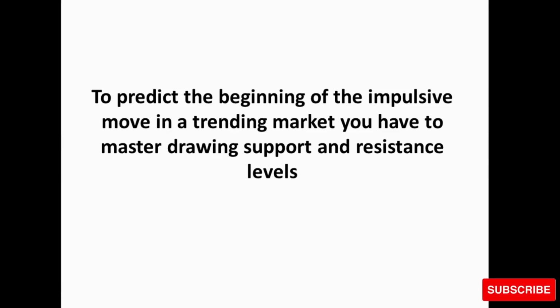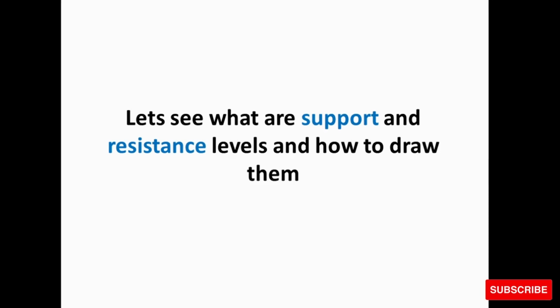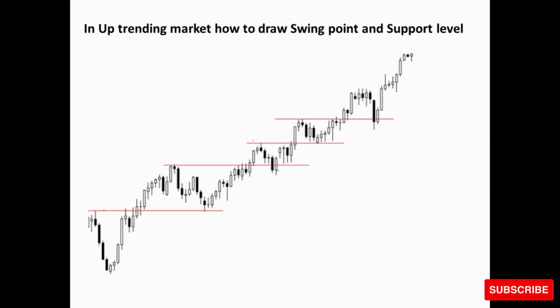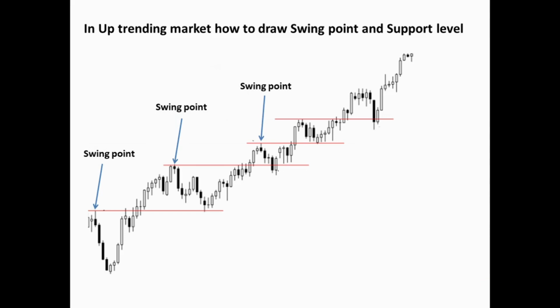To predict the beginning of the impulsive move in a trending market, you have to draw support and resistance levels. So now we will see what support and resistance levels are and how to draw them. Support and resistance are areas where buyers and sellers find some sort of equilibrium. They are major turning points in the market. Support and resistance levels are formed when price reverses and changes direction, and price will often respect these levels. In other words, they tend to contain price movement until price breaks through them.